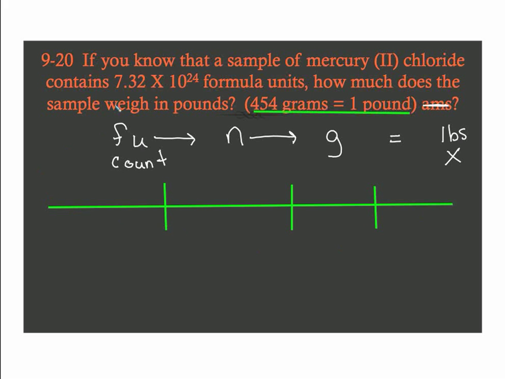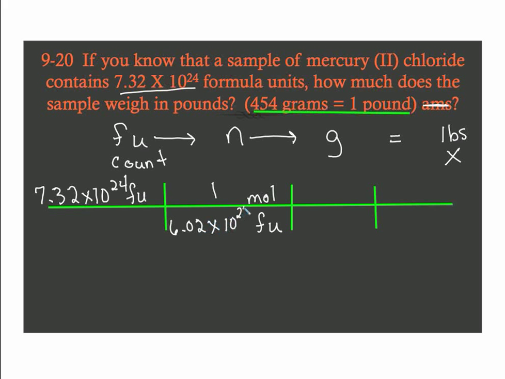Okay, so I'm going to start with my given, 7.32 times 10 to the 24th formula units. That's a count, so if I want to get rid of a count and go to moles, you can do it if you use Avogadro's number. So I'm here on my little journey. Now I want to get rid of moles and go to mass.